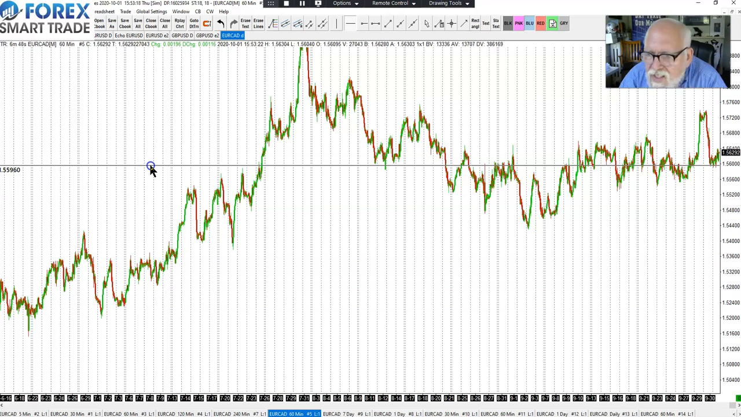So for support and resistance, I'm looking for spots where the price seems to kind of stop. So I'm getting stopping here, I'm getting stopping here, got it in here, right here, right over here. Let's see.